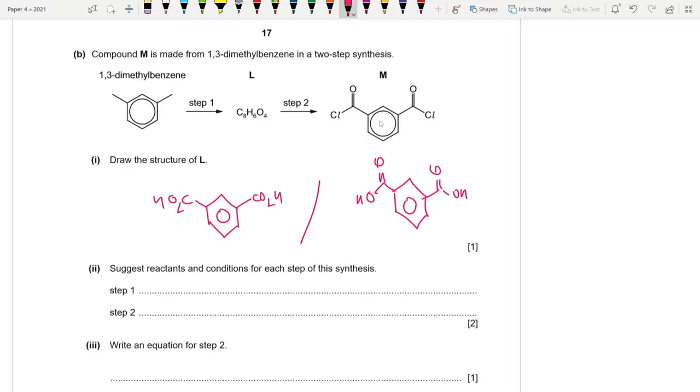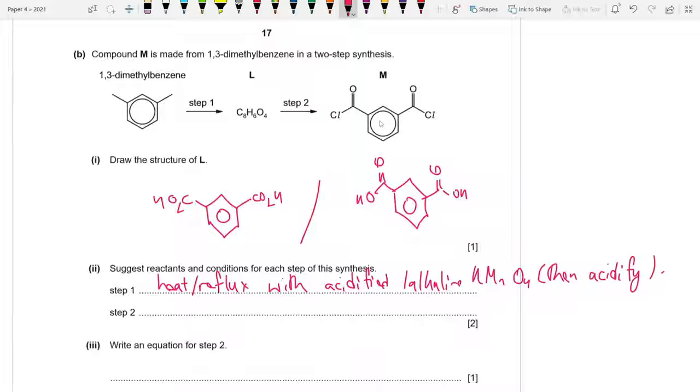Now, what next? The condition for step 1 is heat under reflux with acidified or alkaline KMnO4. If you opt for alkaline KMnO4, then you have to say then acidified. It's not necessary, just go for acidified. That's the best. Then what about step 2? To convert a carboxylic acid to an acyl chloride, you can react with PCl5 at room temperature, or SOCl2 at room temperature, or heat with PCl3. Really important, okay?